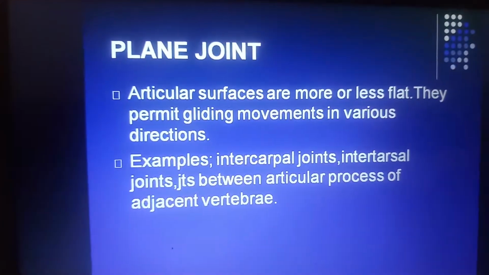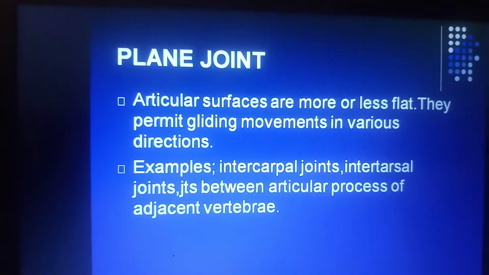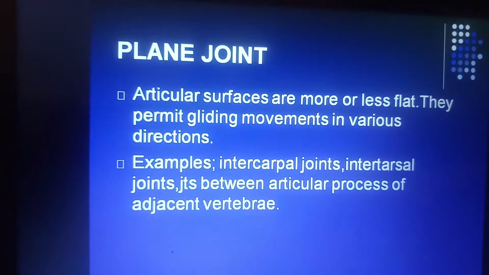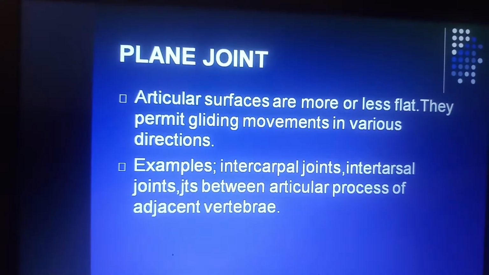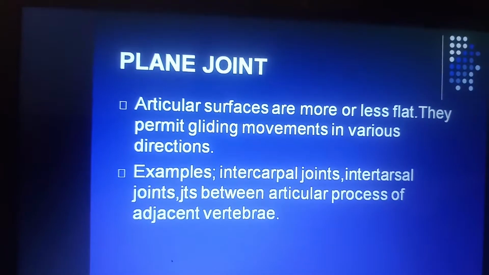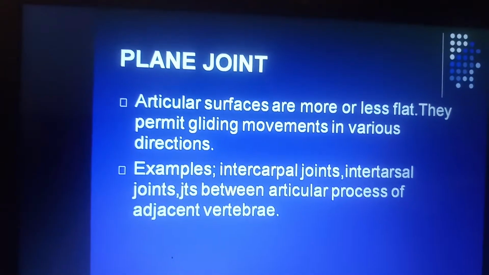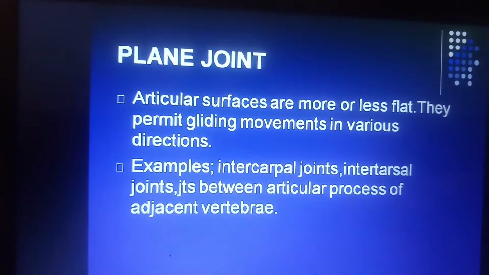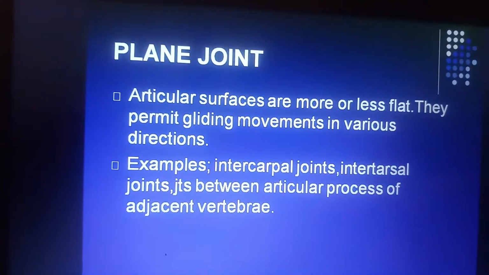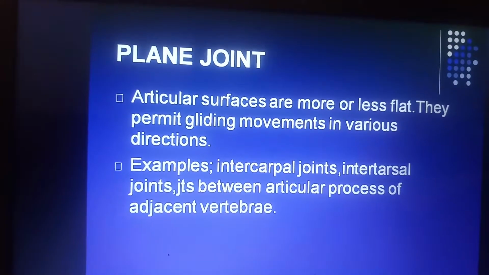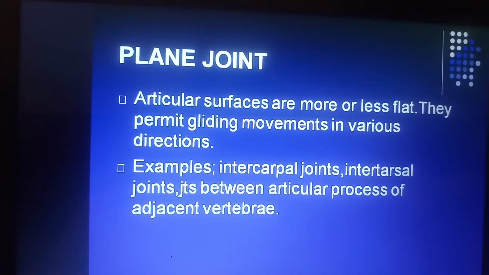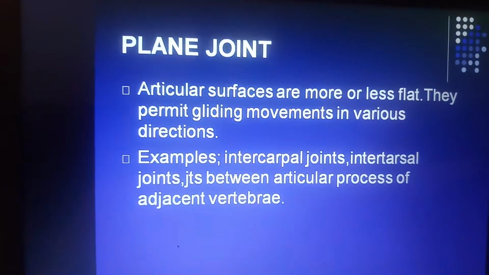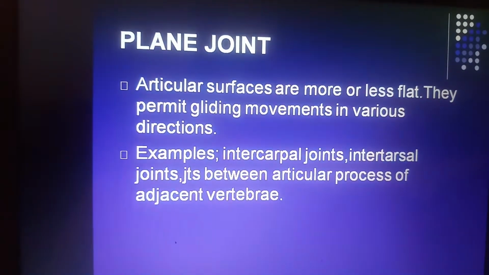Number 1 is the plane joints. As the name indicates, here the articular surfaces will be plane or flat. And what type of movement will these joints show? They will show simple gliding movements in various directions. And what will be the examples? Their examples are the intercarpal joints in case of upper limb and intertarsal joints in case of the lower limb. Besides them, there are also the joints between the articular processes of the adjacent vertebrae. These are also plane joints.